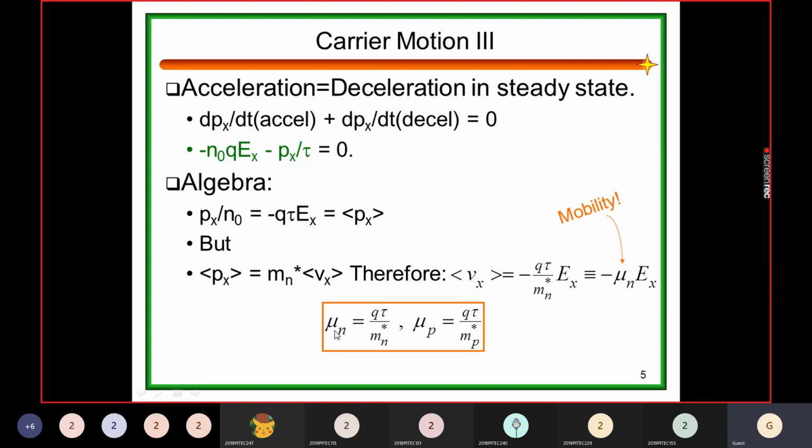That's why you are getting the formula for mu n as well as mu p in case of mobility as q into tau divided by mn and q into tau divided by mp. See, in your GATE question, they will ask you what is the mobility of n type during carrier motion 2 as well as the mobility of p type during carrier motion 3. Okay.